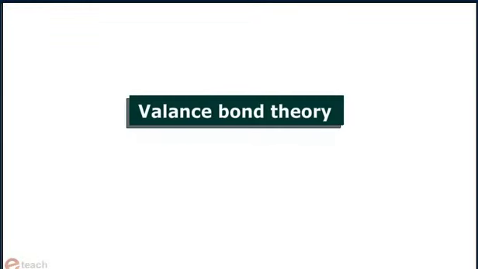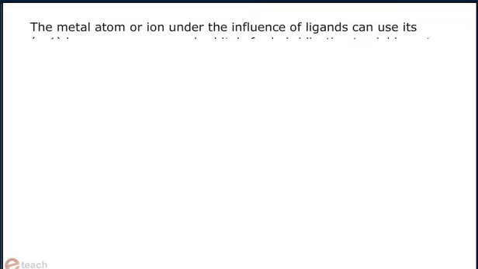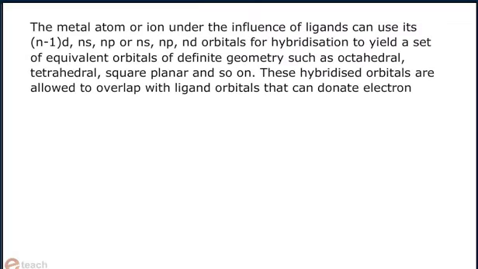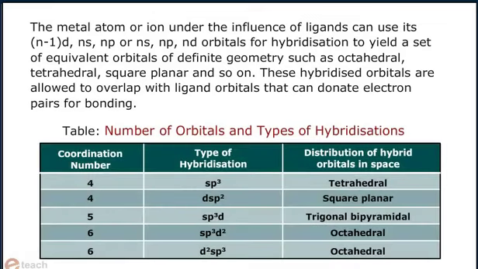Now let us see valence bond theory. The metal atom or ion under the influence of ligand can use its (n-1)d, ns, np or ns, np, nd orbitals for hybridization to yield a set of equivalent orbitals of definite geometry such as octahedral, tetrahedral, square planar and so on. These hybridized orbitals are allowed to overlap with ligand orbitals that can donate an electron pair for bonding. Now you can see a table with the number of orbitals and the type of hybridization.